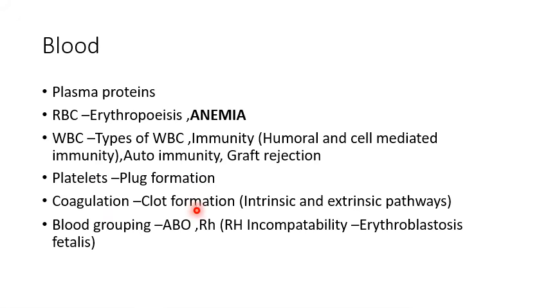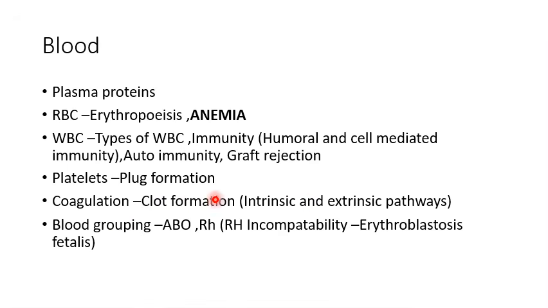Coagulation is nothing but clot formation. It is a step in the hemostasis. So when the question is asked as hemostasis, you have to write about the first step as vasoconstriction, second is the platelet plug formation, and third is the clot formation. Under the clot formation, we have to explain about the intrinsic and extrinsic pathways. If the question is asked only coagulation, you can directly go for the clot formation.